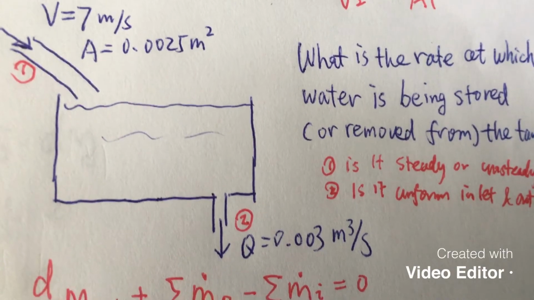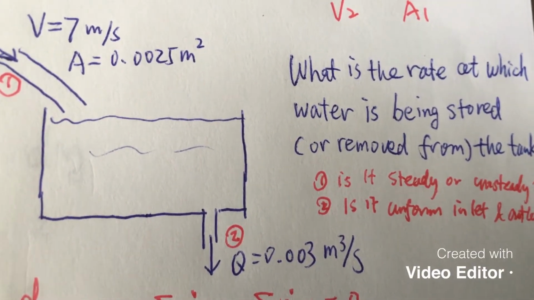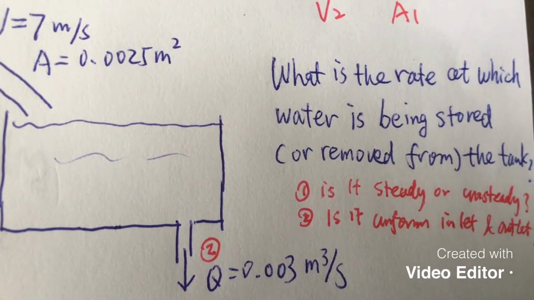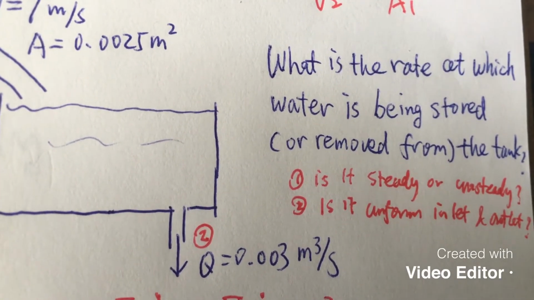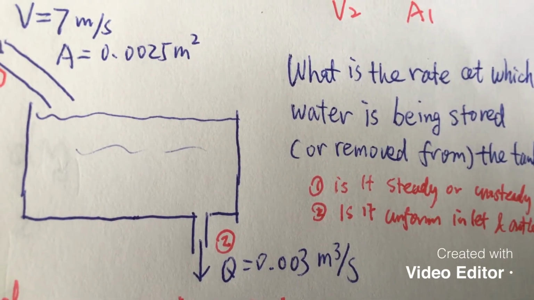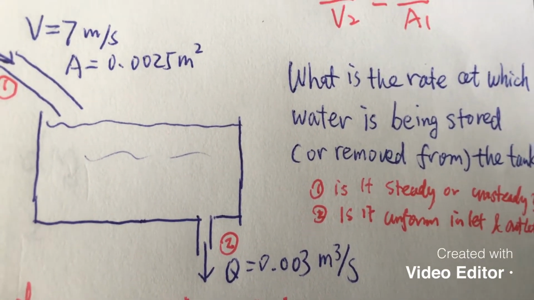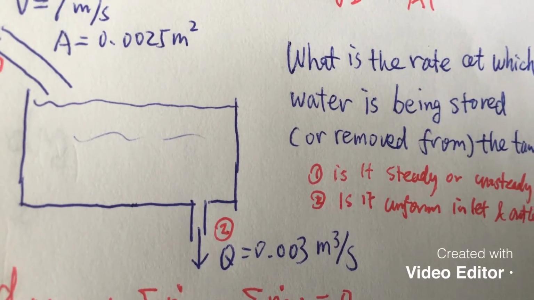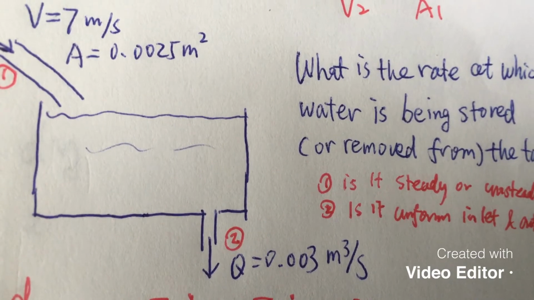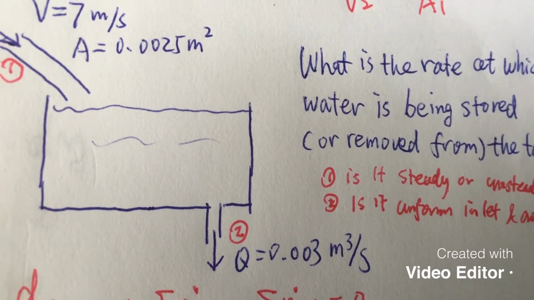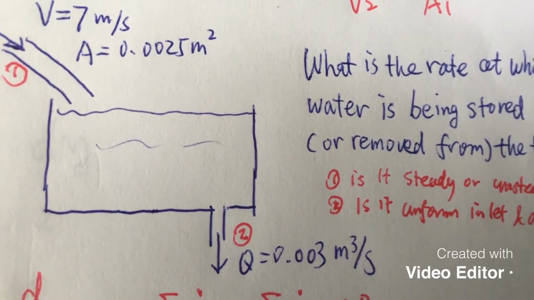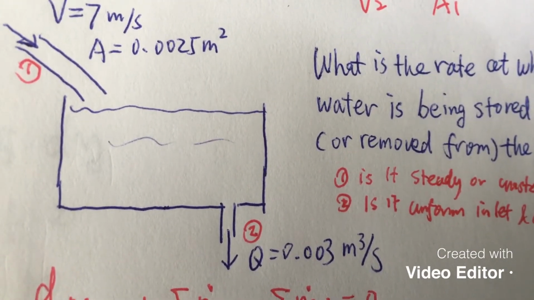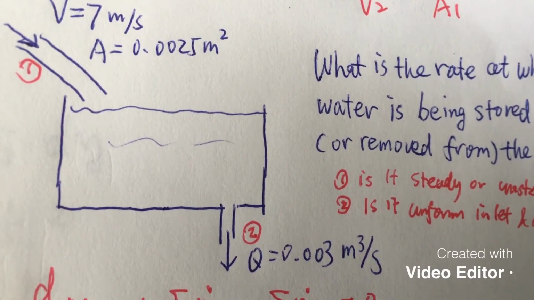The question is, what is the rate at which water is being stored or removed from the tank? So what does that mean? What is the rate of that? If you look at it, obviously this is a conservation of mass problem, right? So you'd better write down the conservation of mass equation.